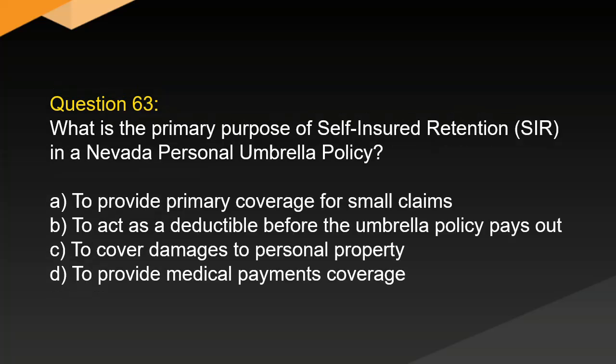Question 63. What is the primary purpose of self-insured retention, SIR, in a Nevada personal umbrella policy? A. To provide primary coverage for small claims. B. To act as a deductible before the umbrella policy pays out. C. To cover damages to personal property. D. To provide medical payments coverage.